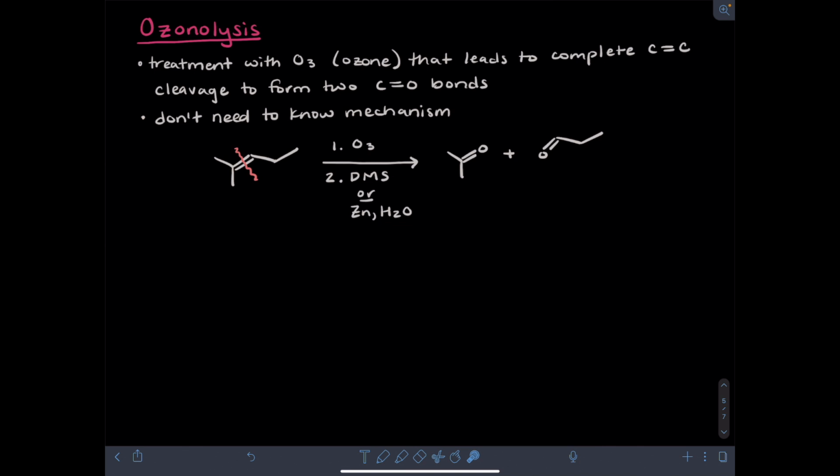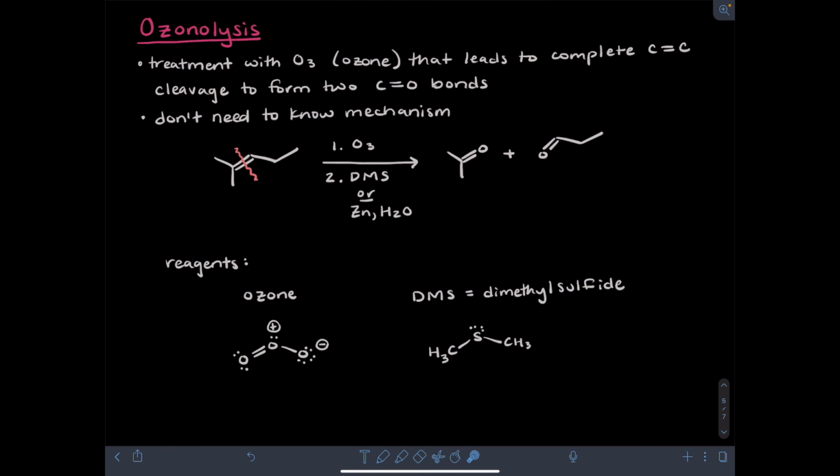This ozonolysis would generate 2 products, where the left carbon of the alkene has a new double bond to an oxygen in this product, and the right carbon of the alkene has a new double bond to an oxygen in this other product. The reagents for ozonolysis are ozone, which features 3 oxygens in a row where you have positive and negative charges present, and DMS stands for dimethyl sulfide. This is a sulfur with 2 methyl groups.